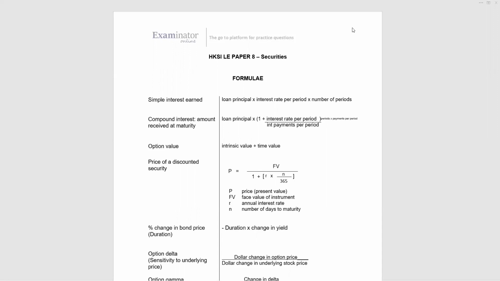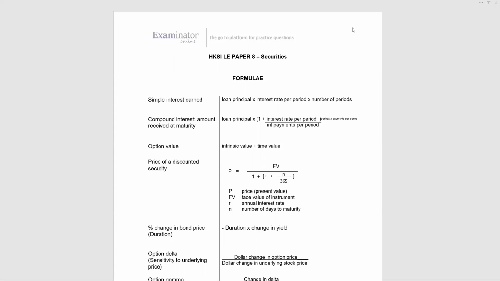Starting at the top, simple interest and compound interest, they come from topic 1, and I would say both have a good chance of appearing in the exam. The next set of formulae come from topic 4. Now, the option value being intrinsic value plus time value, very straightforward. I would say there's some chance.